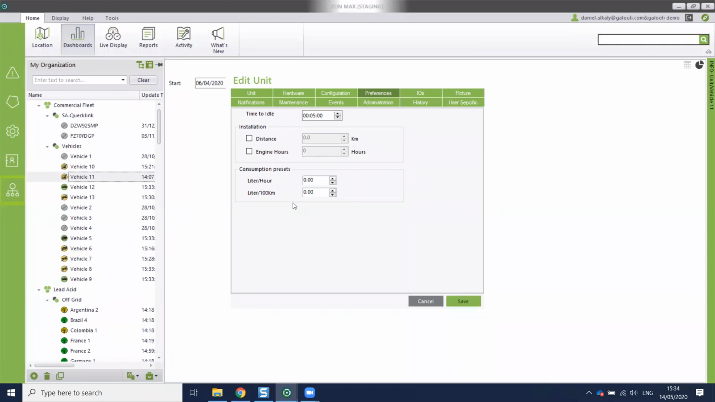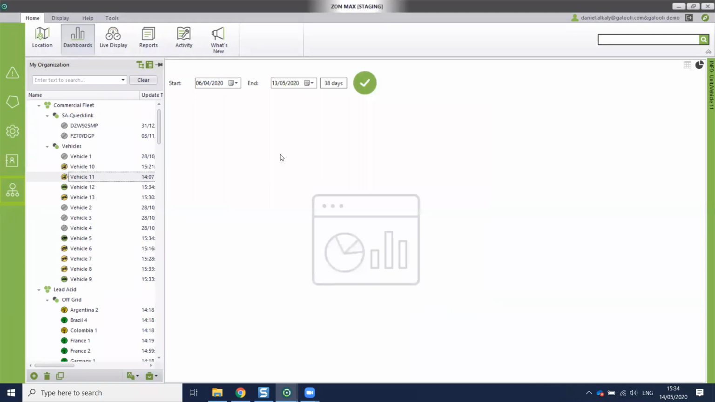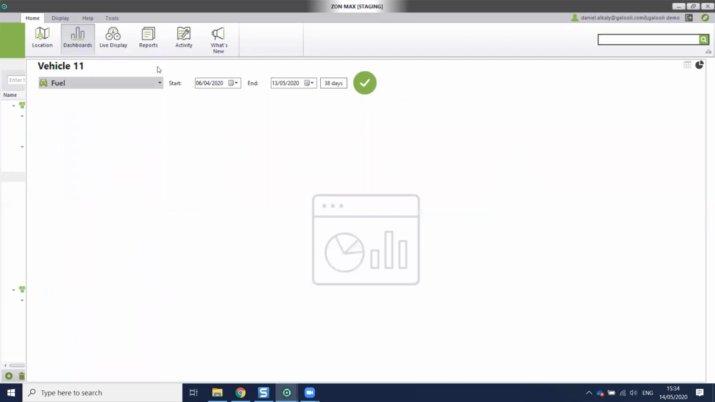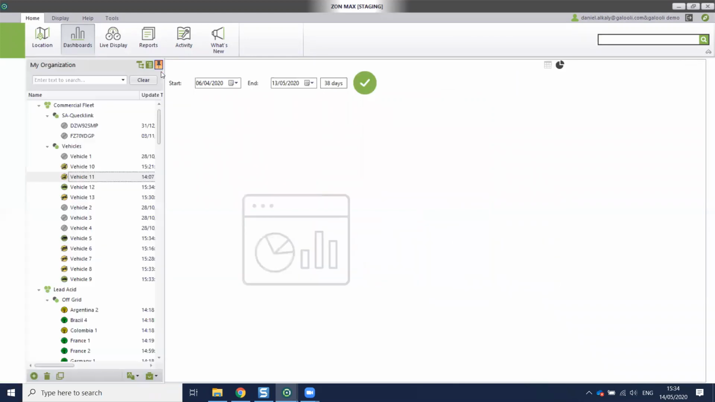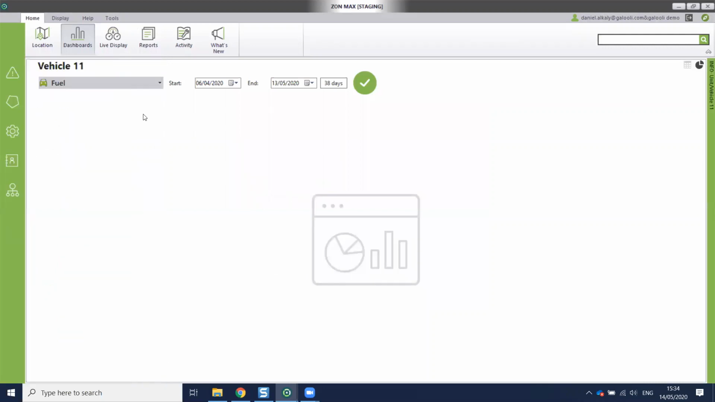I can set this. However, this doesn't do anything in terms of the system, which means I can set this, and then I could go to the fuel dashboard and check that the liter per hour corresponds to the consumption preset. However, at the moment at least, there's no functionality within the system that will provide this type of comparison. So for now, it's for general knowledge only, and not something which can be operational within the dashboards.